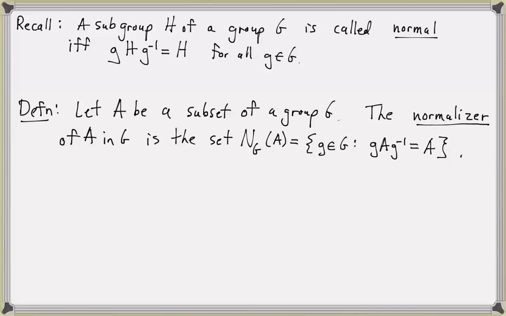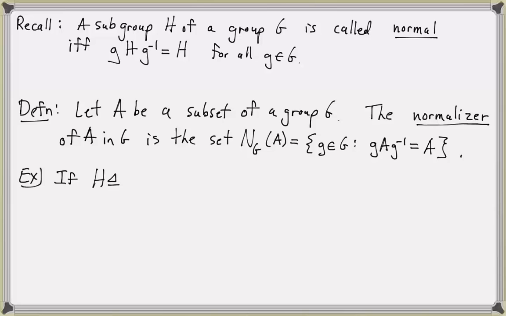So this set is always non-empty because, for example, the identity always normalizes any subset or subgroup of a group G. And it actually is a fact that the normalizer of any subset is actually a subgroup of G. Now, let's look at some quick examples of normalizers.